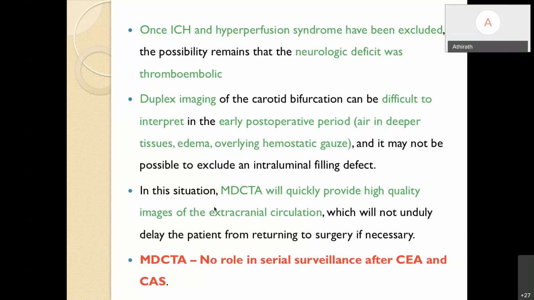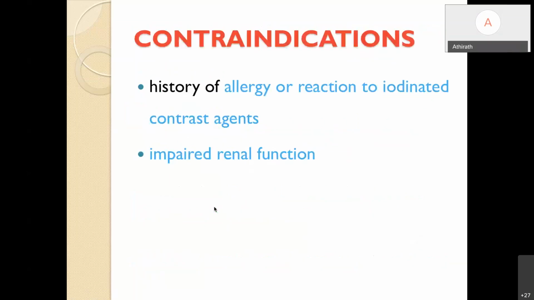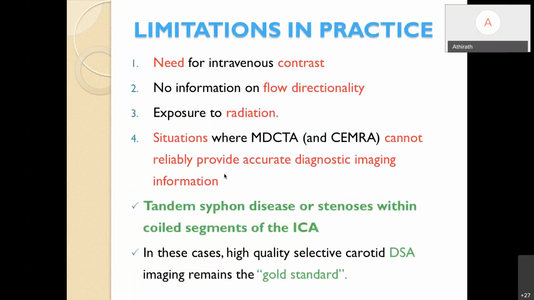CT has no role in serial surveillance after CEA and CAS just because it is not cost effective. General contraindications are any patient who has allergic reactions to contrast agents and any patient who has impaired renal function. What are the limitations of CT? Need for IV contrast. It does not give any information on flow directionality, and there is excessive exposure to radiation.